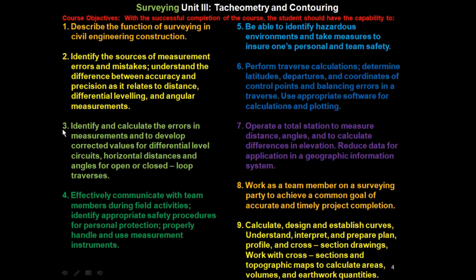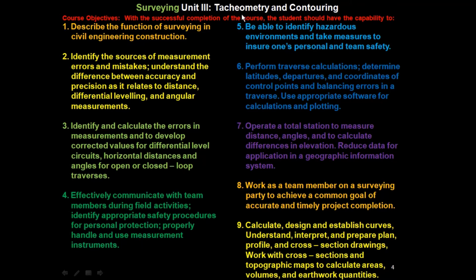Third course objective: identify and calculate the errors in measurements and develop corrected values of differential leveling circuits, horizontal distance and angles for open or closed loop traverse. Fourth course objective is to effectively communicate with team members during field activities, identify appropriate safety procedures for personal protection, and properly handle and use measurement instruments.